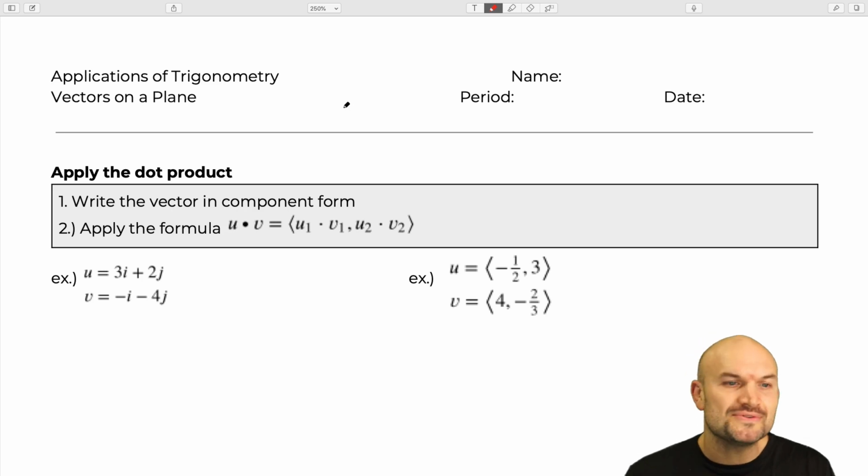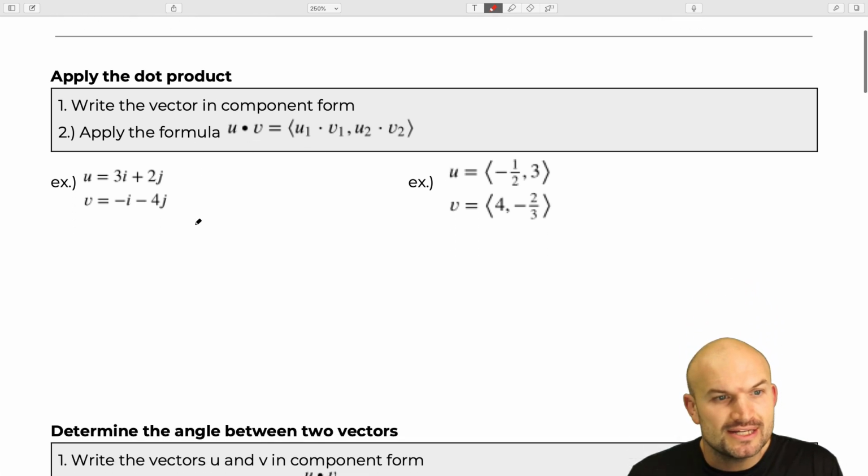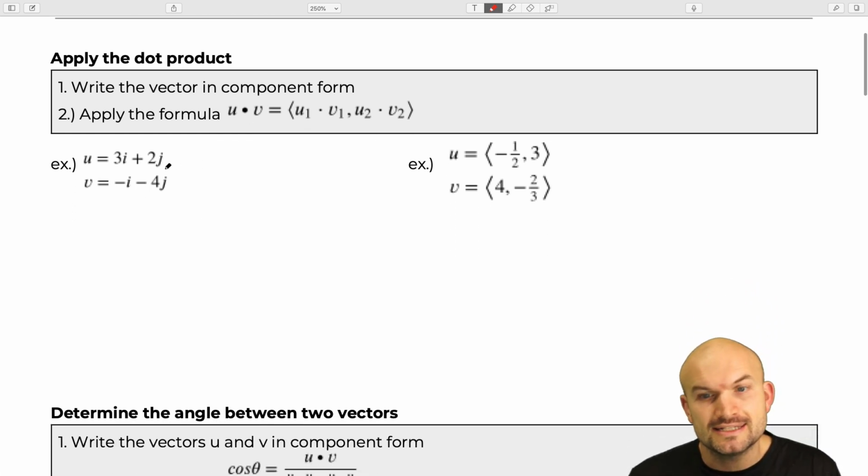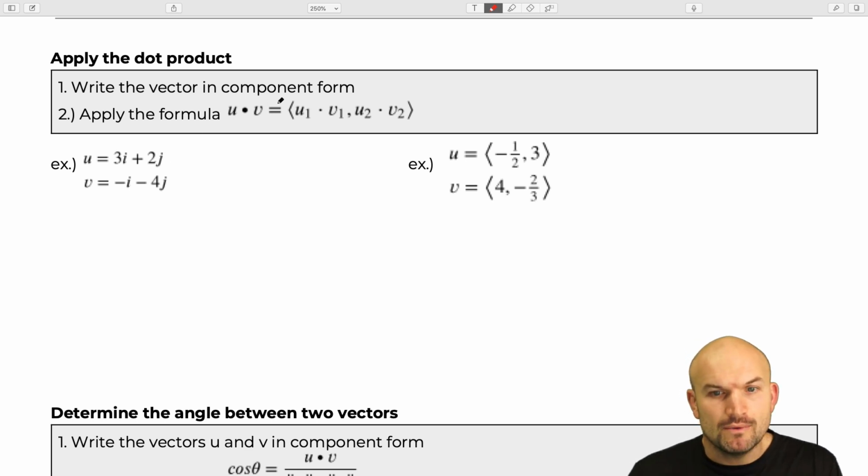All right, welcome back. So now let's get into the process video for the applications of trigonometry. What we're going to do here is start off with the dot product. Again, typically the dot product is just going to be a scalar, our geometric projection between the two vectors. All we really need to do is multiply your horizontal components, then multiply your vertical components, and then add them together, and that is going to give you k.